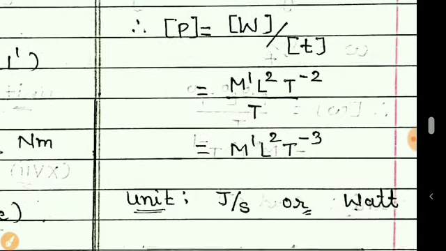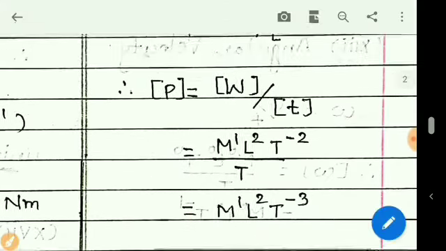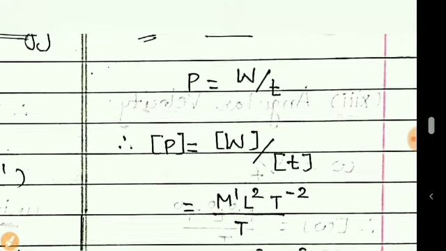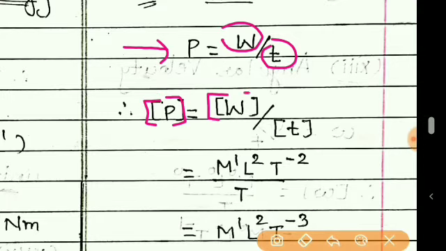Next is about power. Now students, the formula for power is work done per unit time. So power P is equal to W upon T, and so dimensional formula of P is equal to dimensional formula of W upon dimensional formula of T.